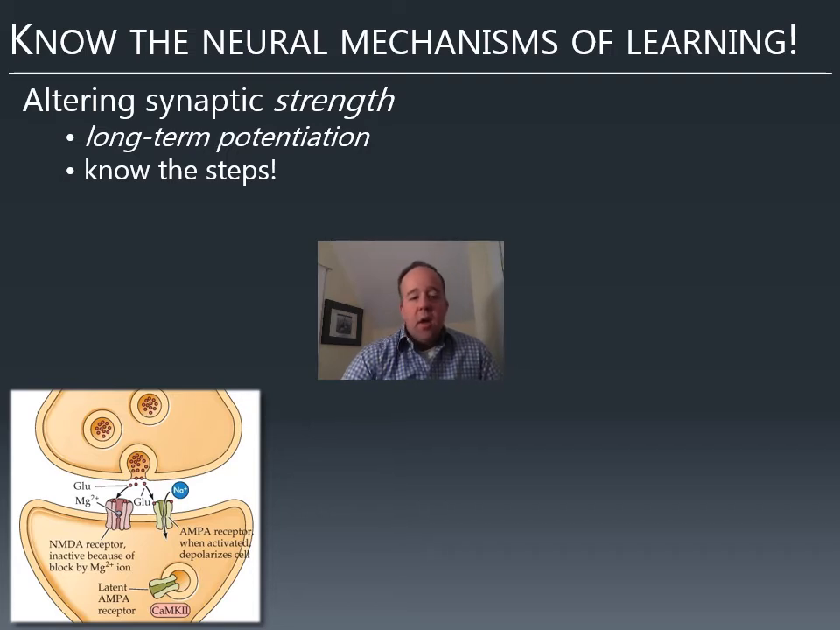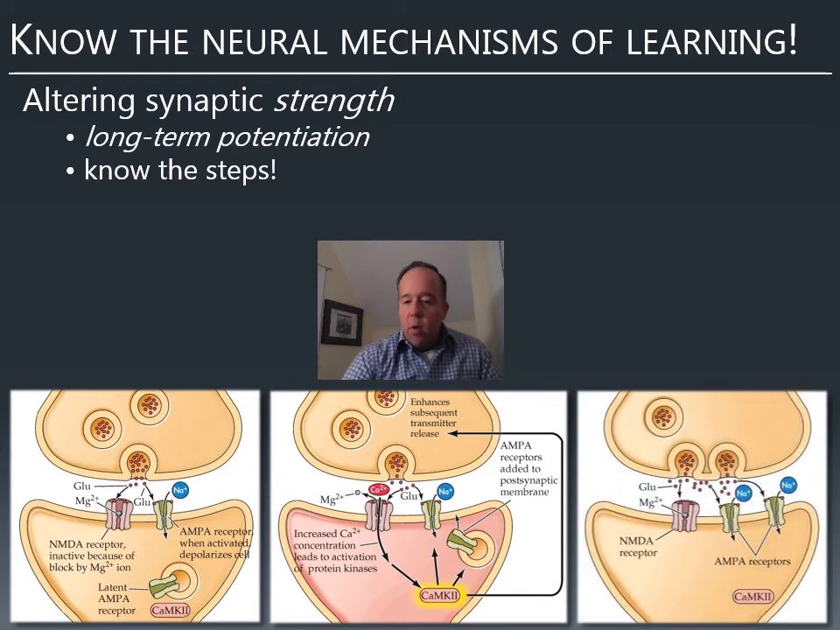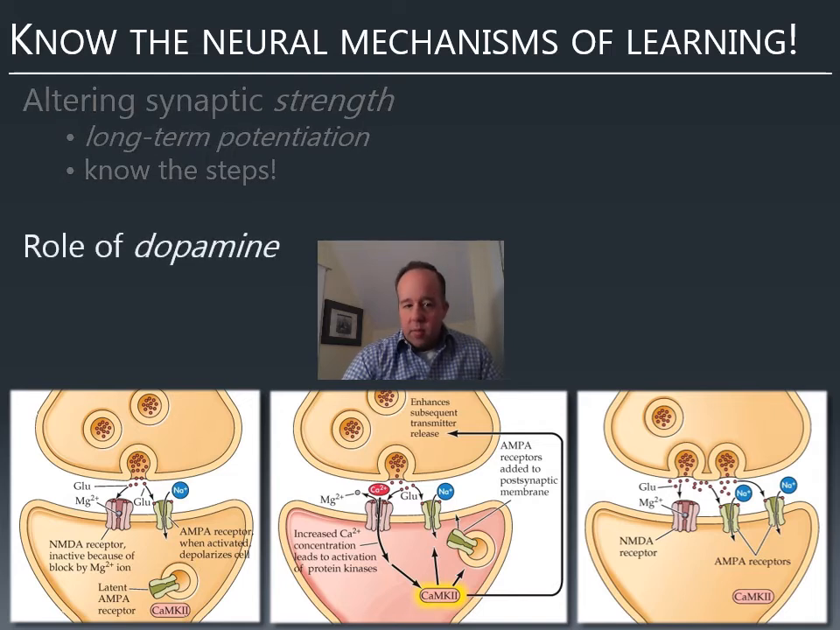Glutamate does cause those AMPA receptors to open, and that lets sodium in, depolarizes the neuron. And that depolarization, when combined with the presence of glutamate, is enough to pop out the magnesium plug, and now calcium flows in through the NMDA receptor and sets off that second messenger cascade. And now that chain of chemical reactions causes the production of more AMPA receptors, and now that postsynaptic neuron is more sensitive to glutamate. It has a bigger response. The synapse has been potentiated. So understand that process.